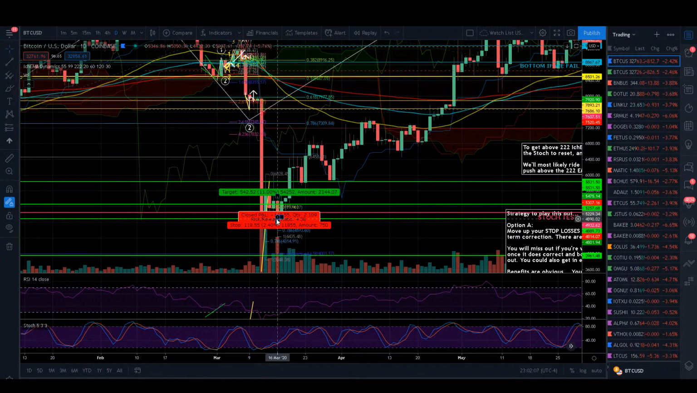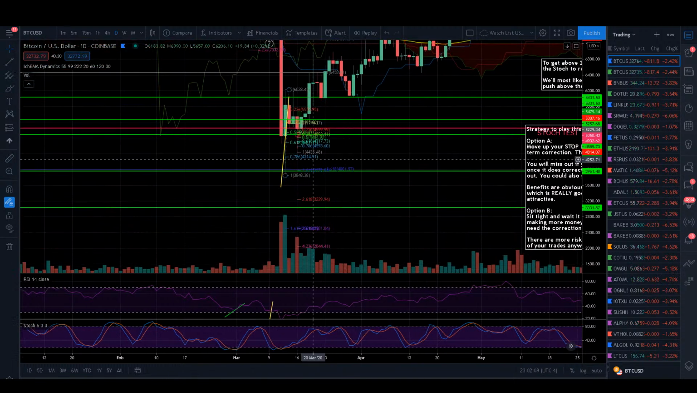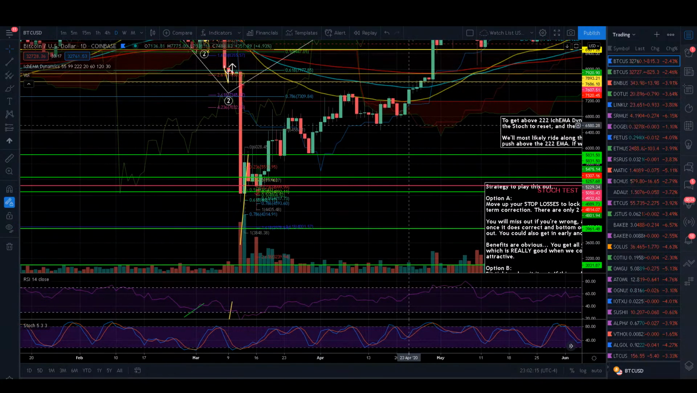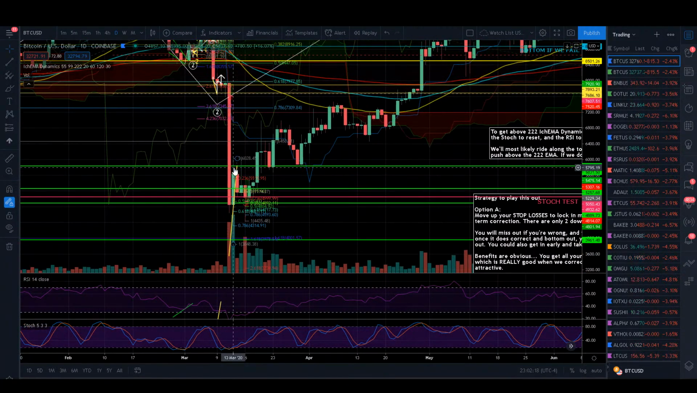That dump took us all the way down to back to almost freaking 3K. That was insane. So that is a lot different. That big dump, and that was a black swan event, just a massive sell-off. So the recovery out of that was a lot different.